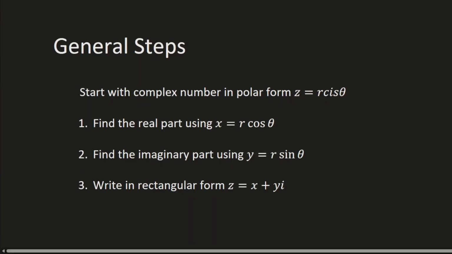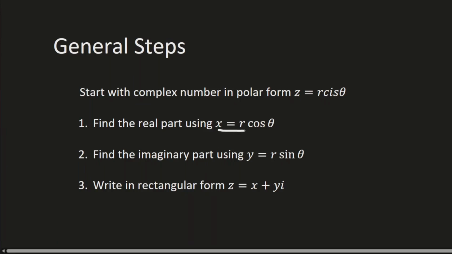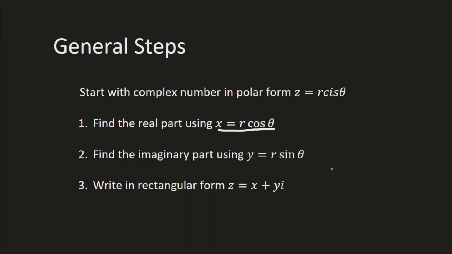Alright, so we're going to be converting complex numbers from polar form into rectangular form, and the general steps are to basically find the real part using the equation x is equal to r cos theta, and the imaginary part using y is equal to r sine theta, and once you have those two values, you can just put them into the rectangular form here.